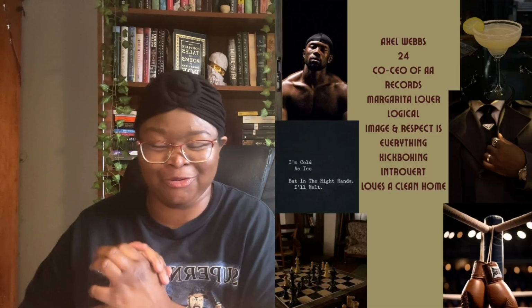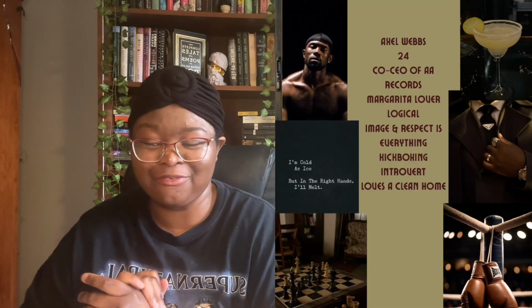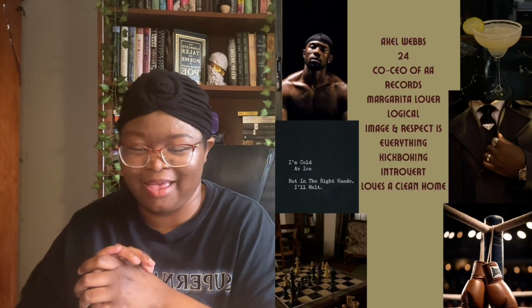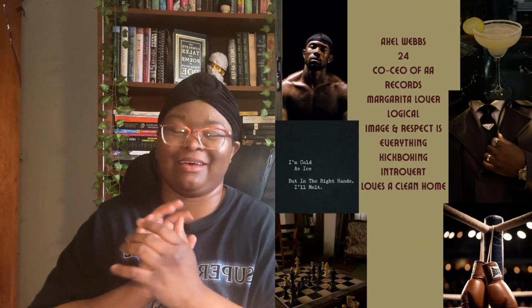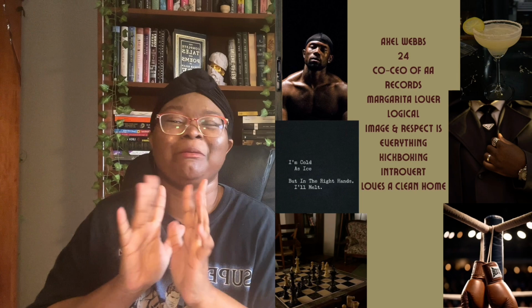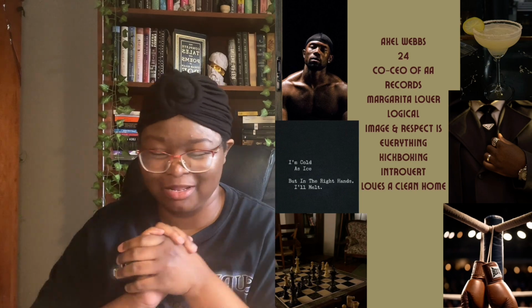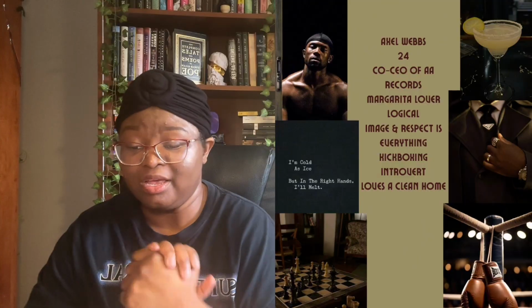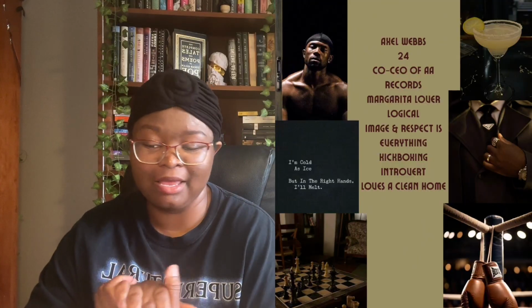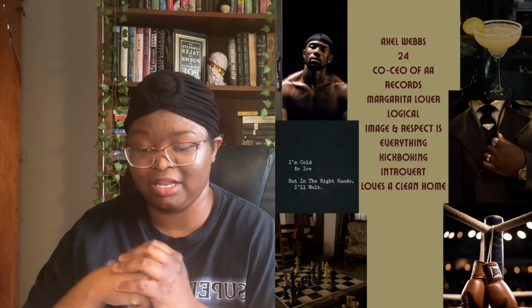Next up is Axel Webbs, his twin brother. He is 24. He's obviously the co-CEO of AA Records. He loves margaritas. Okay, just a little bit different about him. Something I was like, let's give him a little bit more of a little flair to him. He loves margaritas. He's very logical. Image and respect is really big for him. He does kickboxing. He's an introvert, and he loves a clean home.